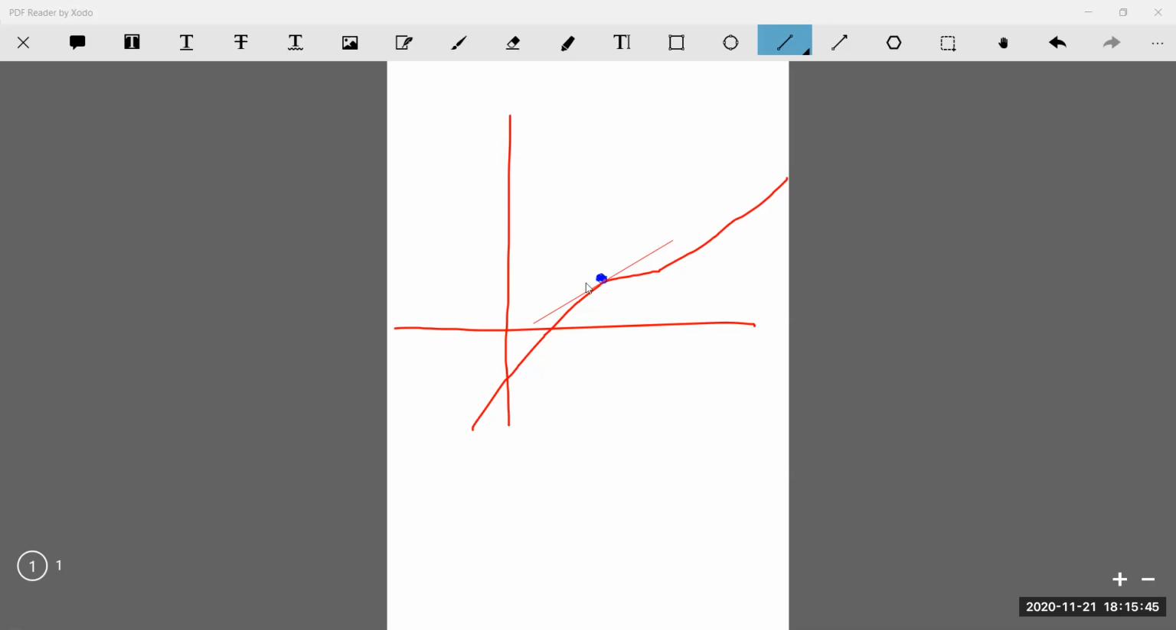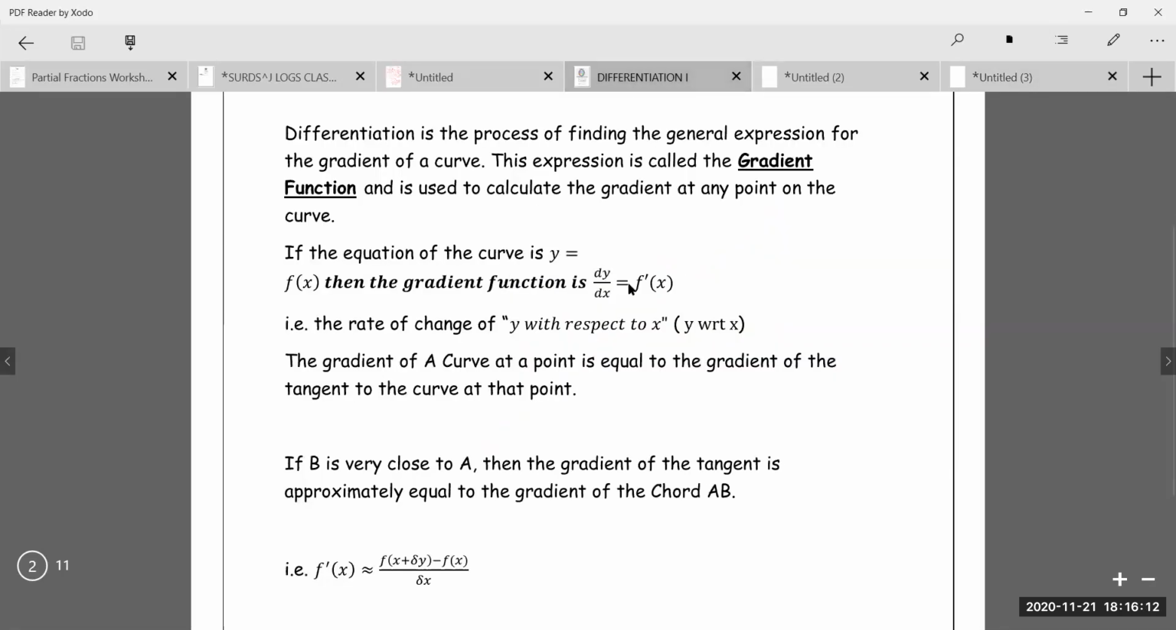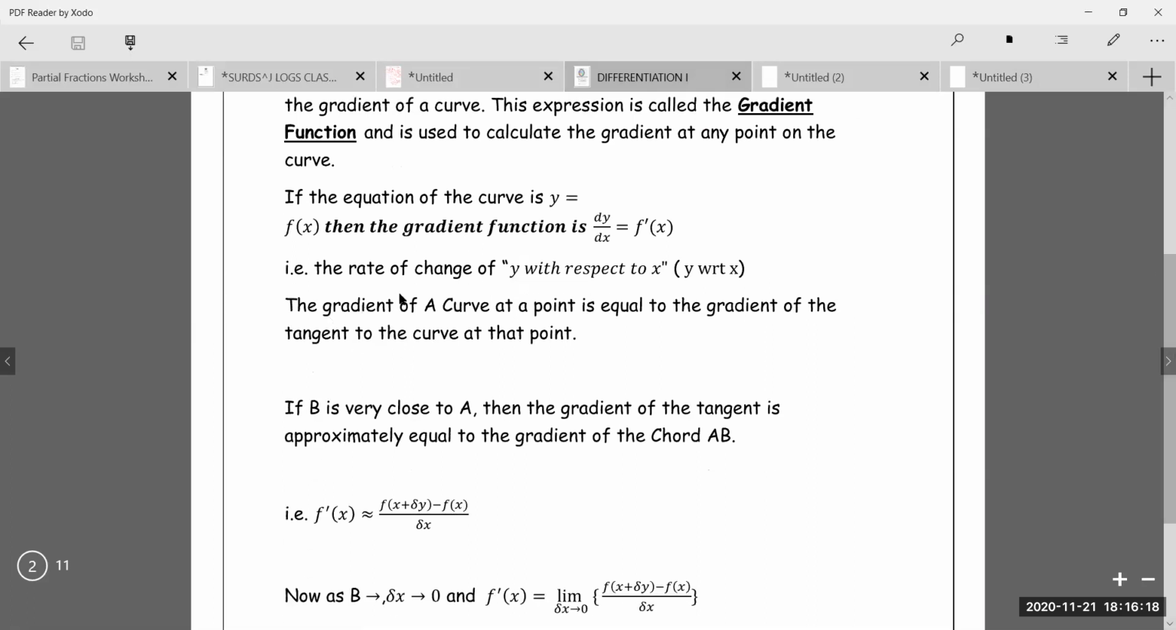Very important to remember this. I will say it one more time. The gradient of a curve at a point is equal to the gradient of the tangent at that point. That's how we find the gradient at a point. And the gradient at a point is given by dy by dx. That's the gradient function. The gradient function is dy by dx. And here it is, the gradient of a curve at a point is equal to the gradient of the tangent to the curve at that point.